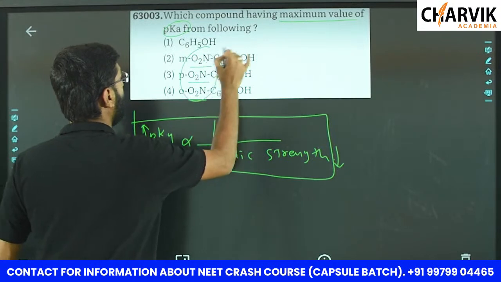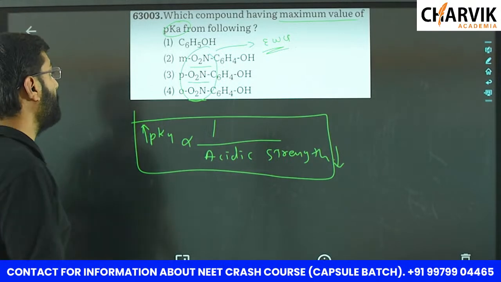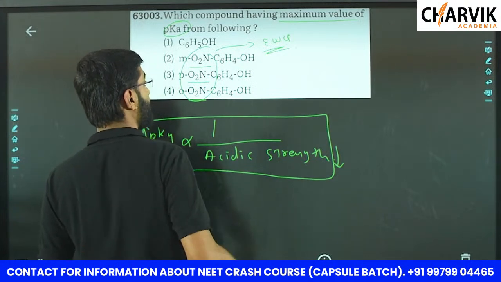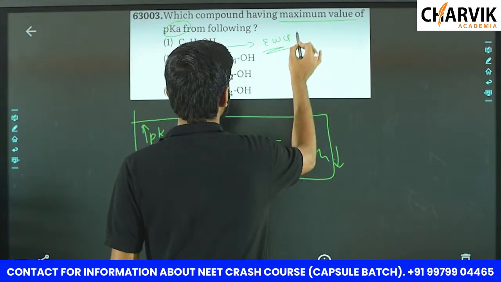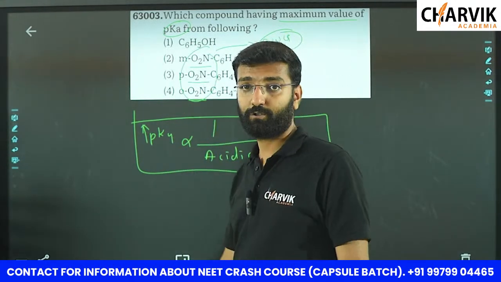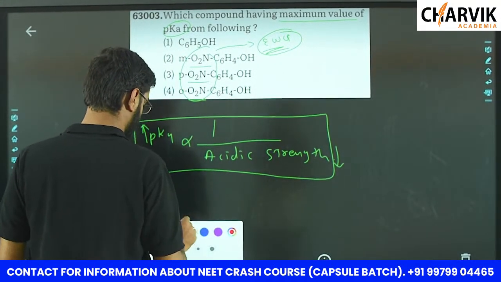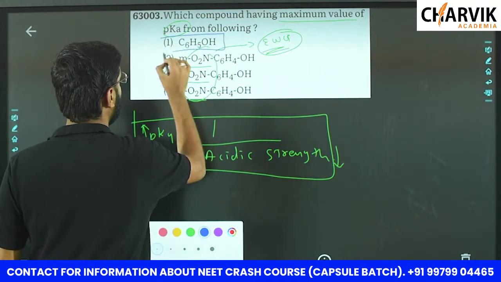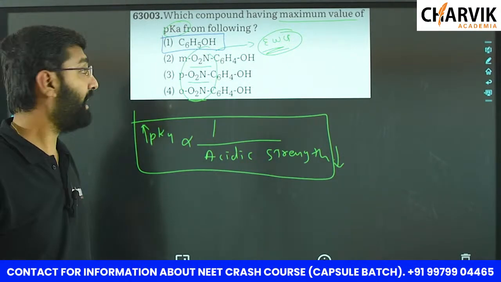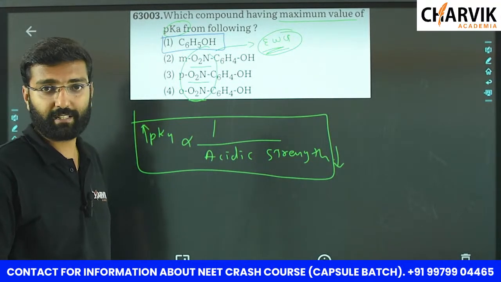All NO2 groups are electron withdrawing groups. In the presence of an electron withdrawing group, the acid becomes stronger and the pKa value should be lower. Right? So your answer is the first, because there is no EWG. This is your plain phenol. There is no EWG, and in the second, third, and fourth, we have electron withdrawing groups. So they are good acids, right?